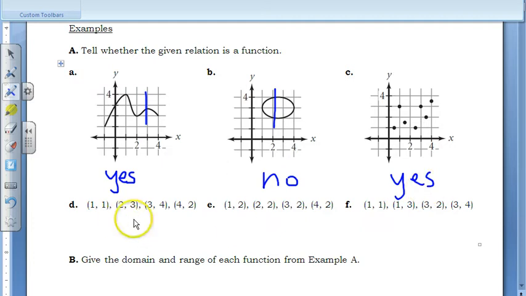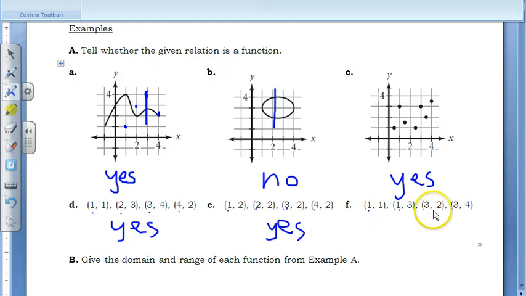With the ordered pairs on D, E, and F, again, you could take the time to graph them. 1, 1 would be, I'm going to use this graph, 1, 1 would be here, 2, 3 would be here, 3, 4 would be here, 4, 2 would be here, and none of those points overlap. The simpler way is to look at the x coordinates. They're all different, so none of these points would overlap, so yes, that's a function. Here I have a 1, a 2, a 3, and a 4. Yes, that's a function.